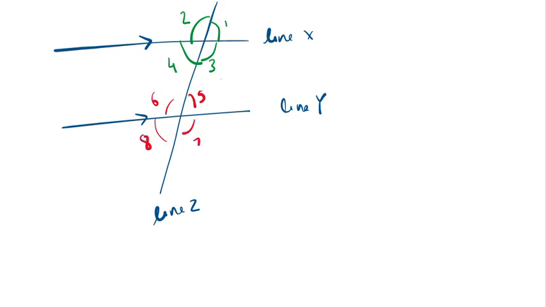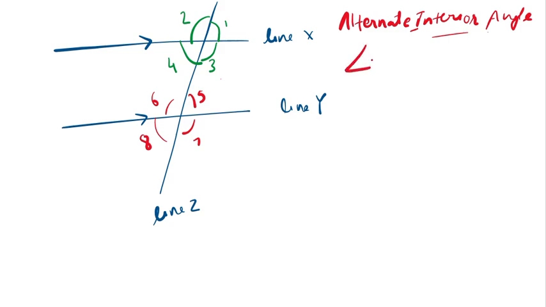We know the relationship between alternate interior angles. So what are those angles forming the alternate interior angles? These are angle 3 and angle 6, angle 4 and angle 5. So these are the pairs of alternate interior angles.